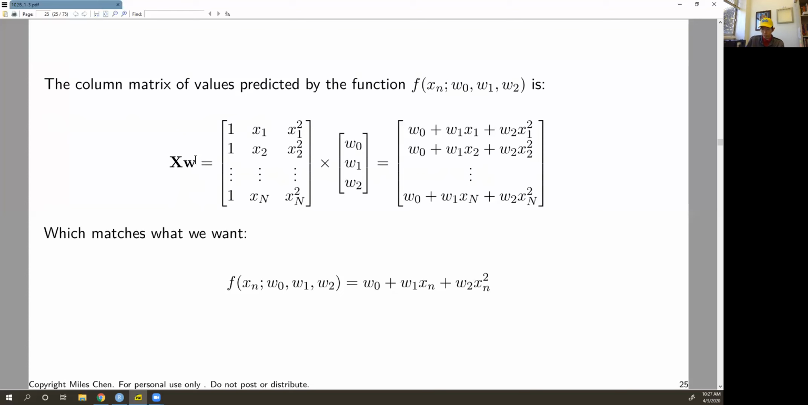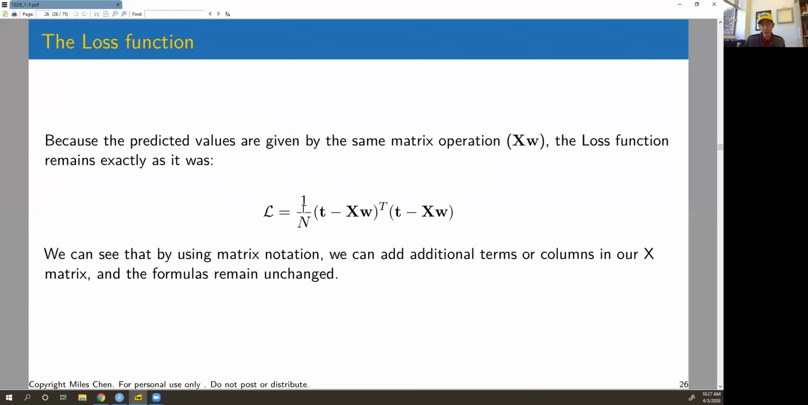All right, so this term remains unchanged, and so my loss function is still exactly the same as it was before. My loss function is still going to be T minus XW transpose T minus XW. As far as what we did in Wednesday's lecture and what we have in today's lecture, this loss function is written the exact same way. The only thing that has changed, maybe it's a big change, is that X, instead of having 2 columns, now has 3 columns.